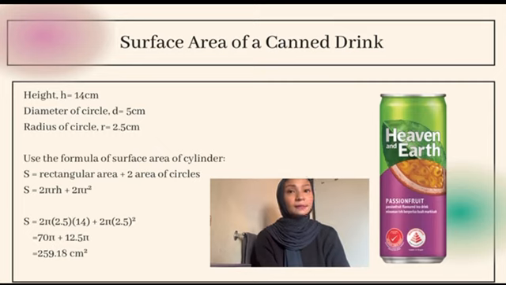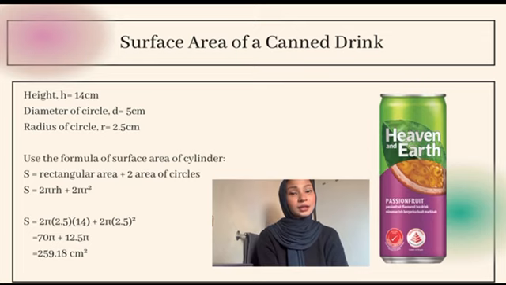area of a cylinder. Firstly, we need to calculate the rectangular area and then the two areas of circles, top and base. The formula that we use is S equals 2πrh plus 2πr². Then insert the value of the height and radius into the equation. Lastly, by using a calculator, calculate the whole equation and you will get the answer, which is 259.18 cm², which will be the total surface area of the canned drink.